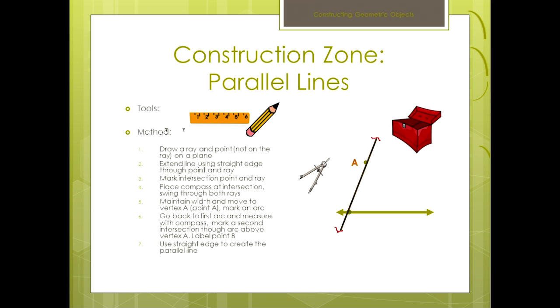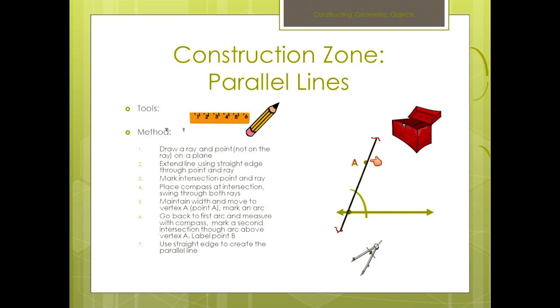Place the compass at the intersection, swing through both rays here. So we're going to make sure our arc swings through both rays. So we're going to take our compass and we're going to draw an arc that extends through both rays. So we're going to grab that arc. Now we want to replicate this arc or this angle here up at point A.